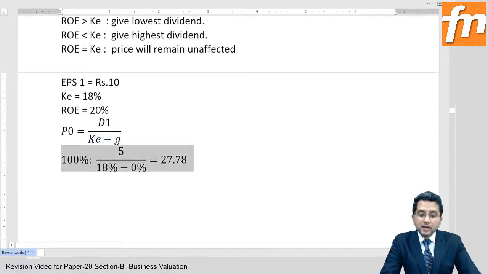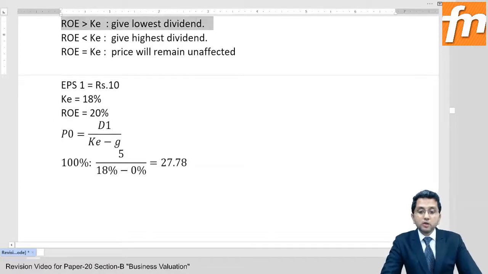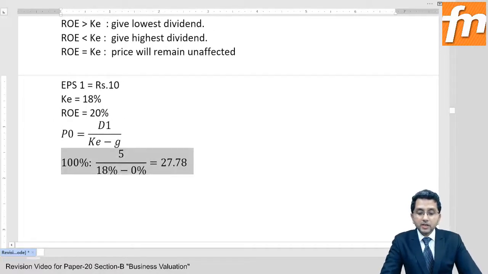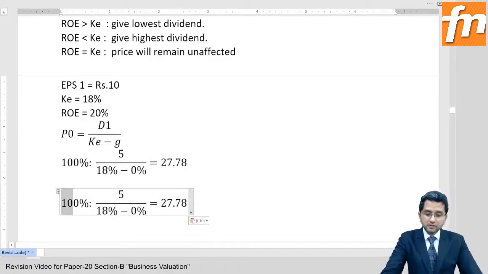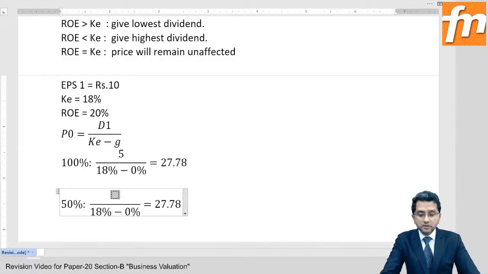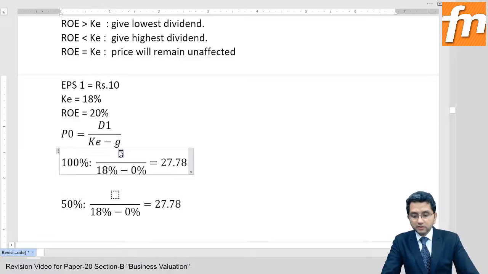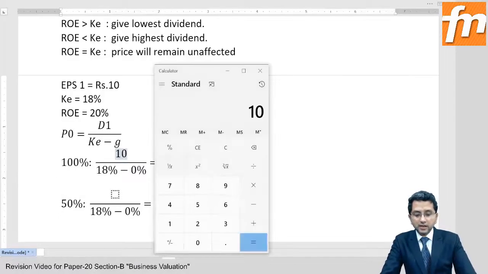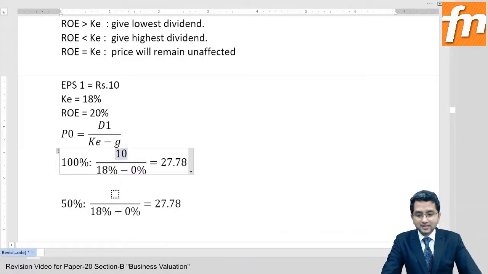Now, if I reduce the payout ratio, here the policy should be to give lowest dividend. If I reduce this payout ratio to 50%, in that case, dividend will become, I'm sorry, it was 10 rupees. I'm really sorry for that. If it is 10 rupees, so 10 divided by 18% is 55.56.